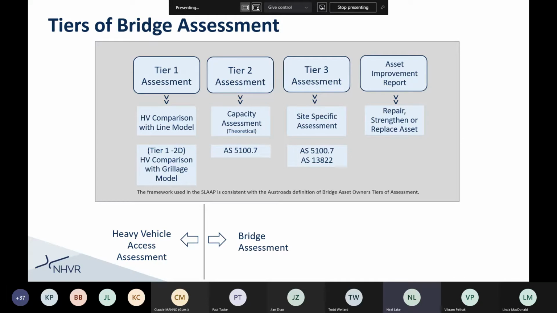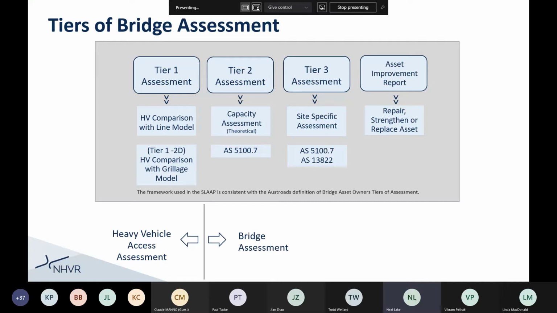And that side of the equation, we're talking about heavy vehicle access assessment. We're comparing vehicles that want access to vehicles that we already know are okay to cross the structure. And as we move to the right-hand side, we're talking about Tier 2 and Tier 3 assessment.